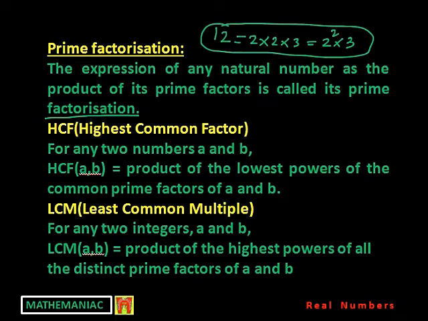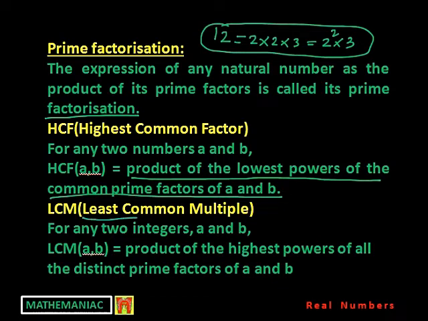HCF. We already did problems. Highest common factor. For any 2 numbers A and B, the highest common factor is nothing but the product of the lowest powers of the common prime factors of the given numbers. Common prime factors. I'll discuss this problem, but we have already solved it in slide 1, the first tutorial, so you can go back and see.